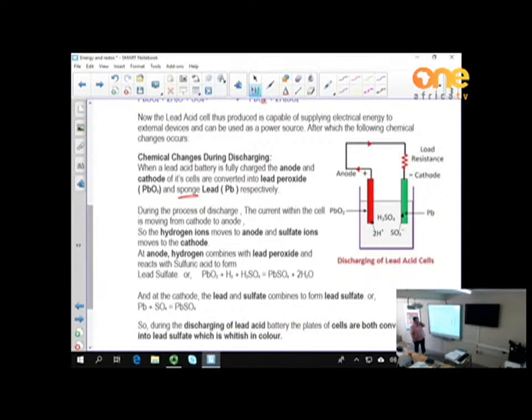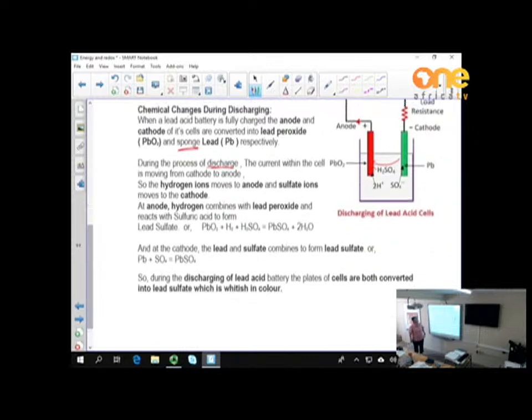Now, during the process of discharge, remember now, it's going to supply electricity to a light bulb, for example, or the radio. The current within the cell is moving from the cathode to the anode. They say the hydrogen ions will move to the anode, the sulfate ions to the cathode. At the anode, the hydrogen combines with the lead peroxide and it reacts to form sulfuric acid, with the sulfuric acid to form lead sulfate. At the cathode, the lead and the sulfate combine and also form lead sulfate.